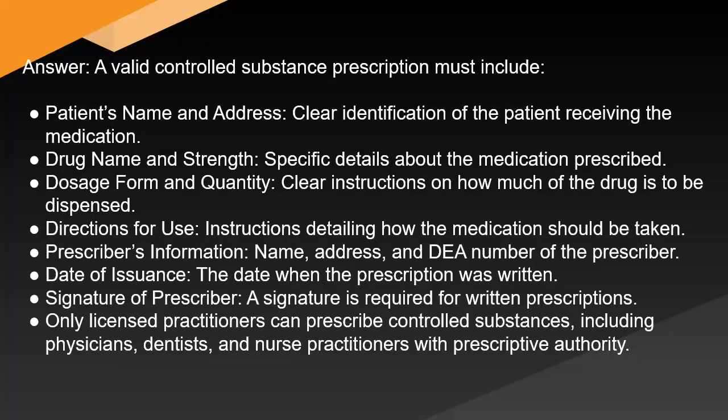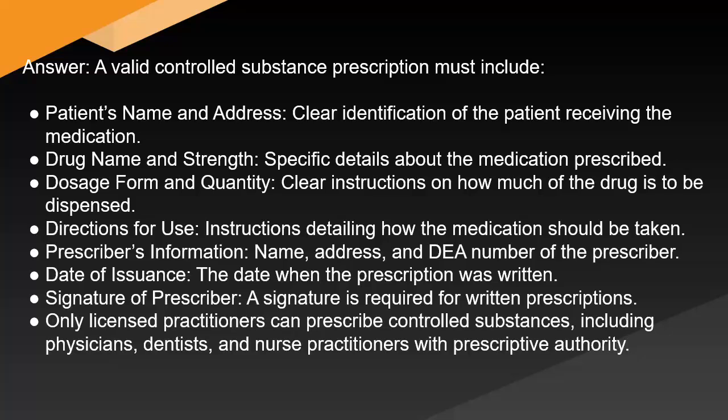Answer: a valid controlled substance prescription must include patient's name and address, clear identification of the patient receiving the medication; drug name and strength, specific details about the medication prescribed; dosage form and quantity, clear instructions on how much of the drug is to be dispensed; directions for use, instructions detailing how the medication should be taken; prescriber's information, name, address, and DEA number of the prescriber; date of issuance, the date when the prescription was written; signature of prescriber. A signature is required for written prescriptions.